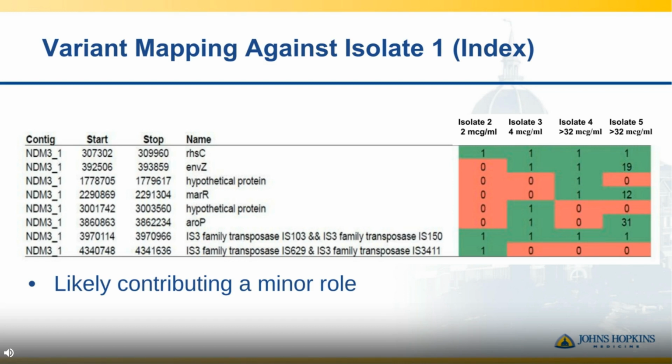We did see a mutation in MZ consistent with what we had seen in the past, but it wasn't present in isolate 4, where we were already seeing frank resistance at an MIC of 32. So we concluded that these additional mutations likely contributed a minor role to the development of resistance that we observed in this case.